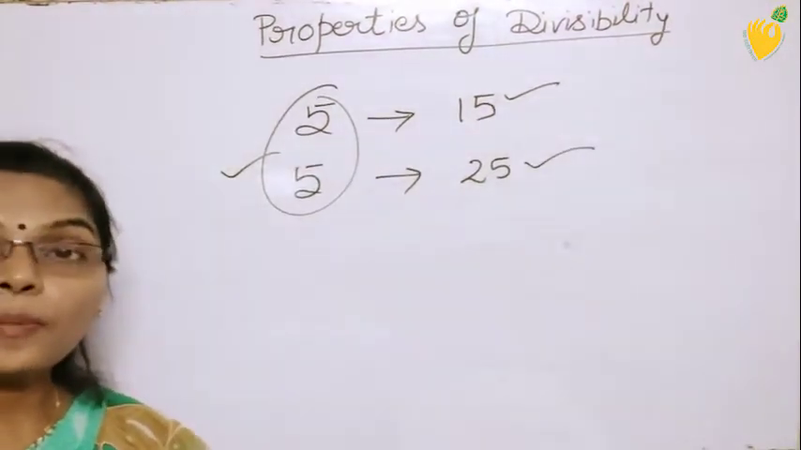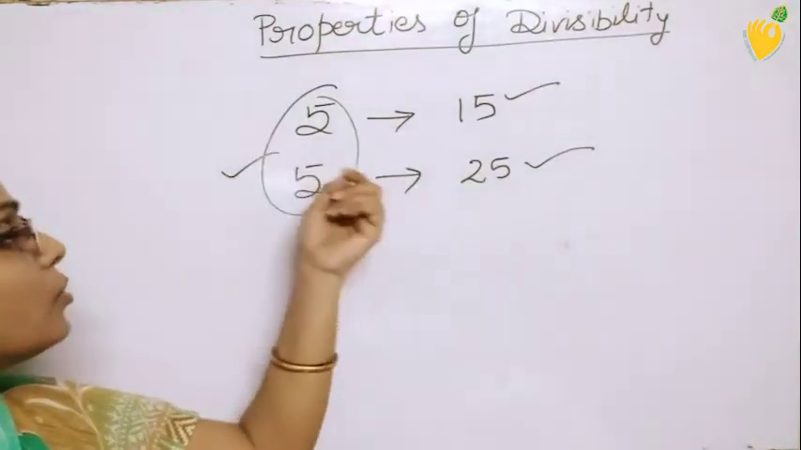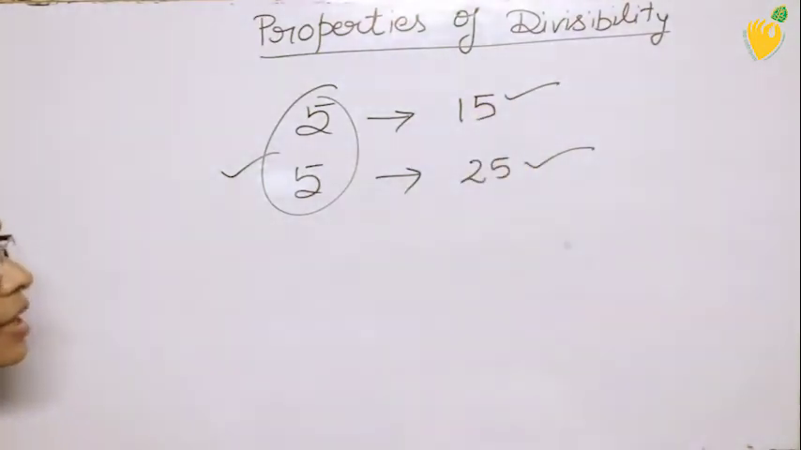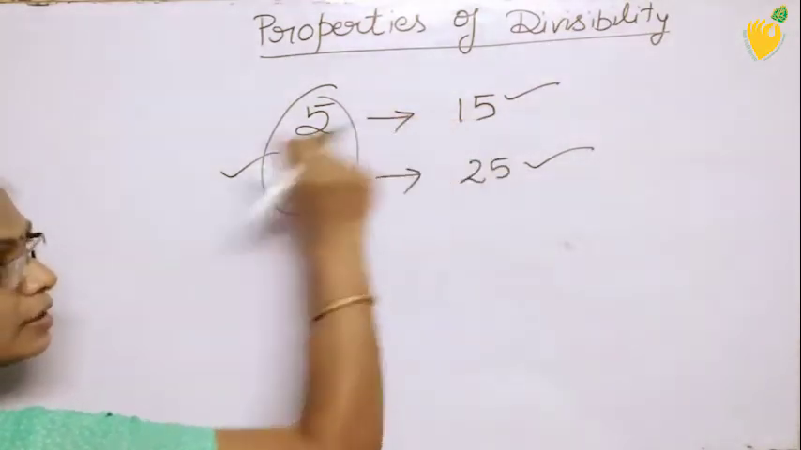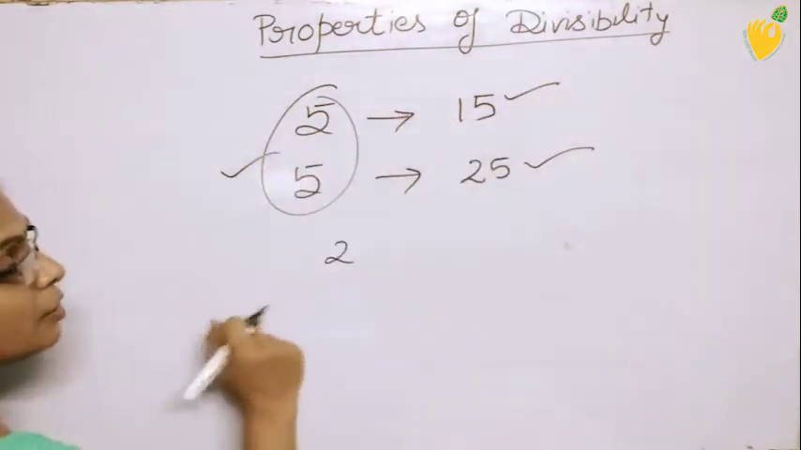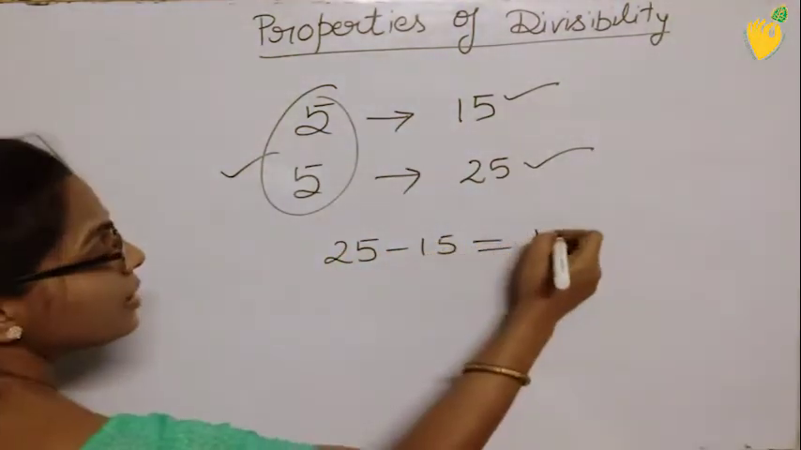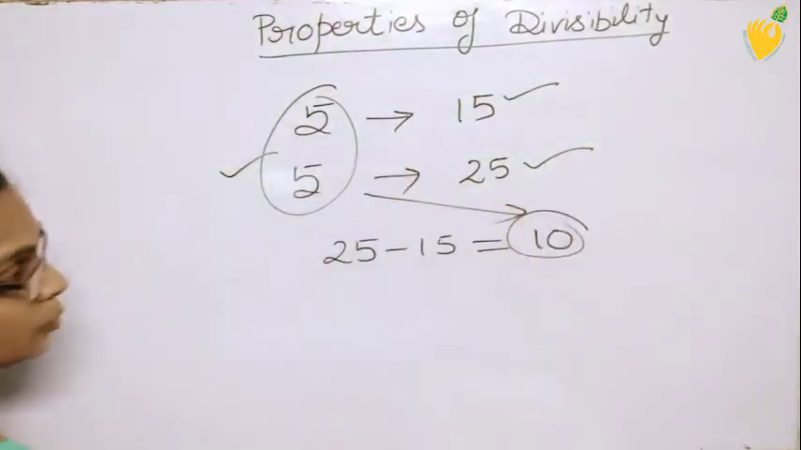Similarly, students, there is one more property: if any number is the factor of each of the two given numbers, then it must be the factor of the difference of these two given numbers. That means if 5 is the factor of 15 and 5 is again the factor of 25, and the difference of 25 and 15 is 10, then 5 must be the factor of 10 also.